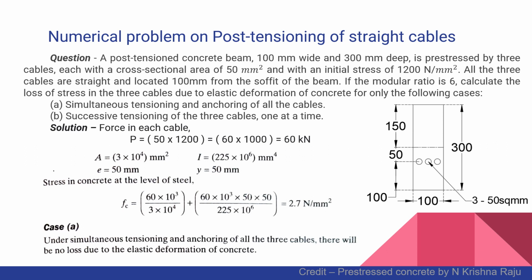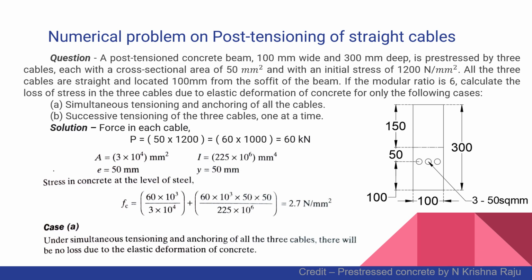Now let's solve a question on post-tensioning of straight cables. A post-tension concrete beam 100 mm wide and 300 mm deep is pre-stressed by three cables, each with cross-section area of 50 mm square and with an initial stress of 1200 Newton per mm square. All the three cables are straight and located 100 mm from soffit of the beam.